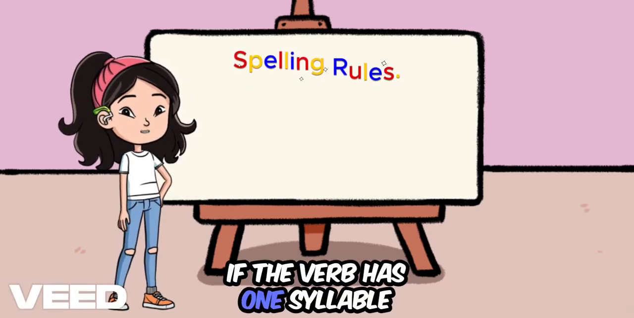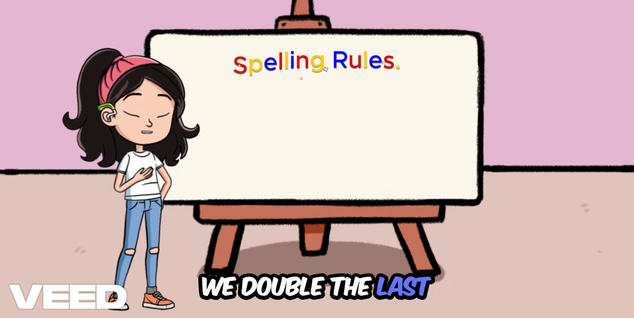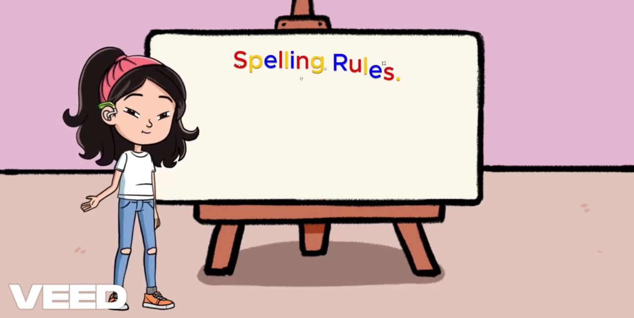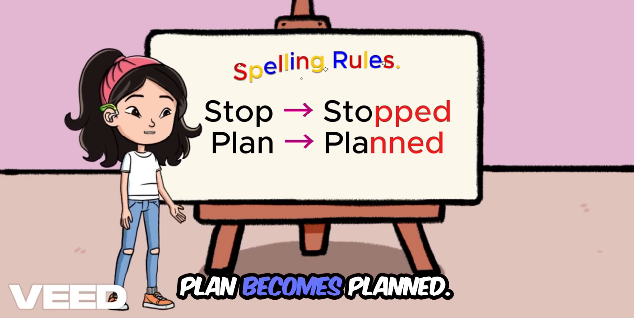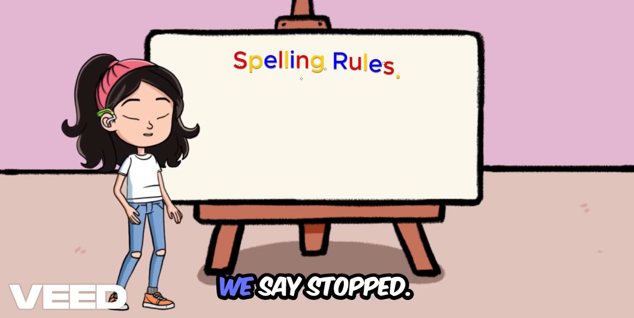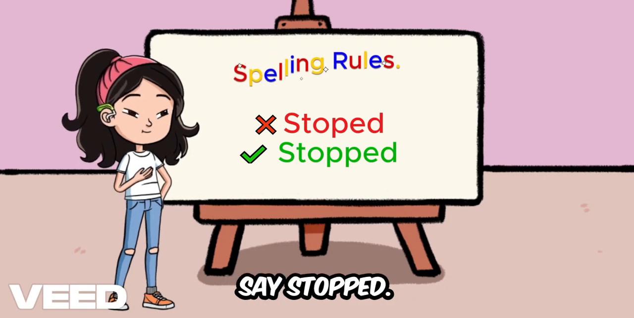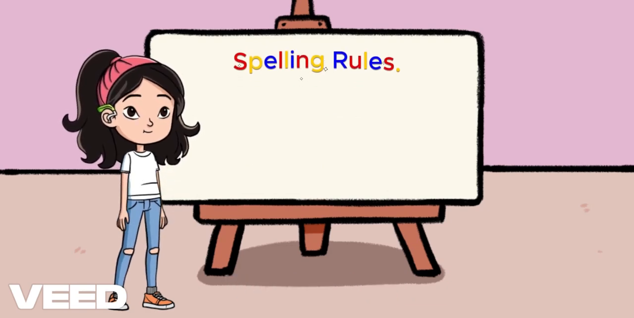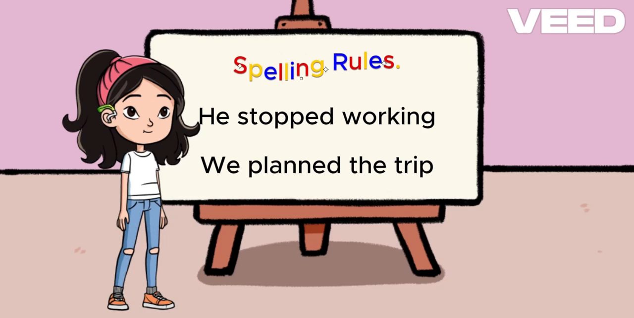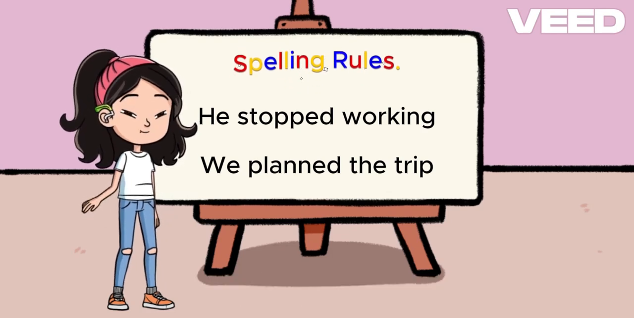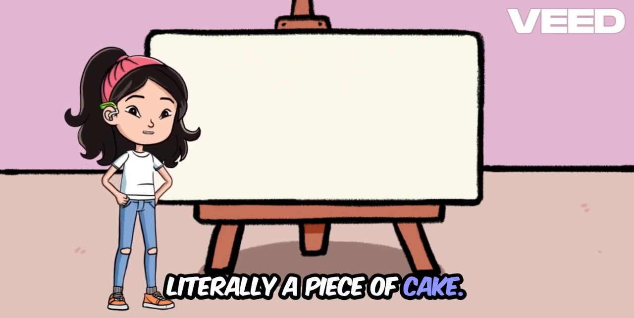Now, let's look at another rule. If the verb has one syllable and ends in consonant plus vowel plus consonant, we double the last consonant and add ed. Stop becomes stopped. Plan becomes planned. We say stopped. We do not say stoped. Look at the examples. He stopped working. We planned the trip. You see? Literally, a piece of cake.